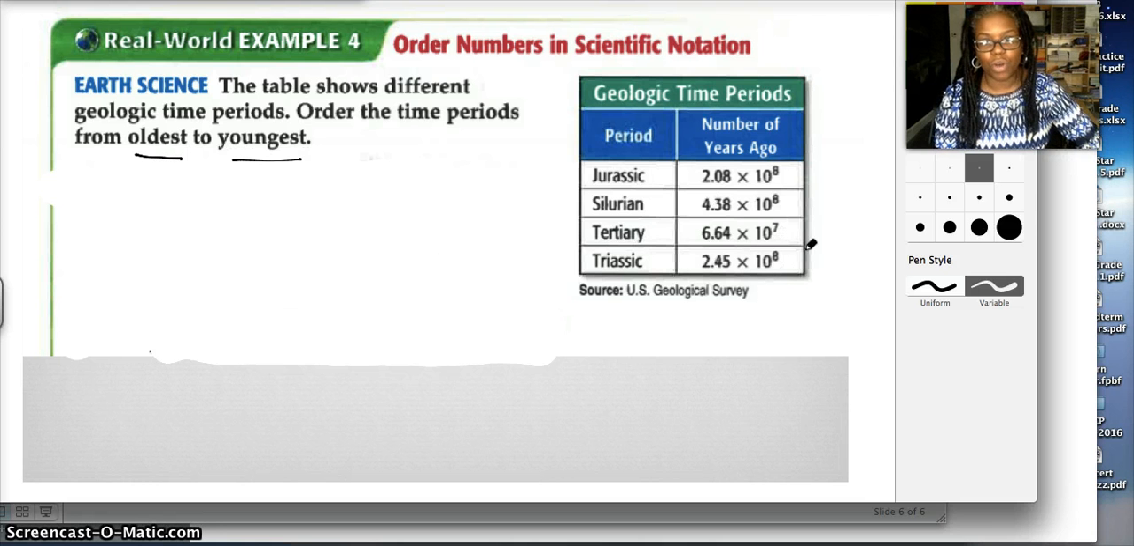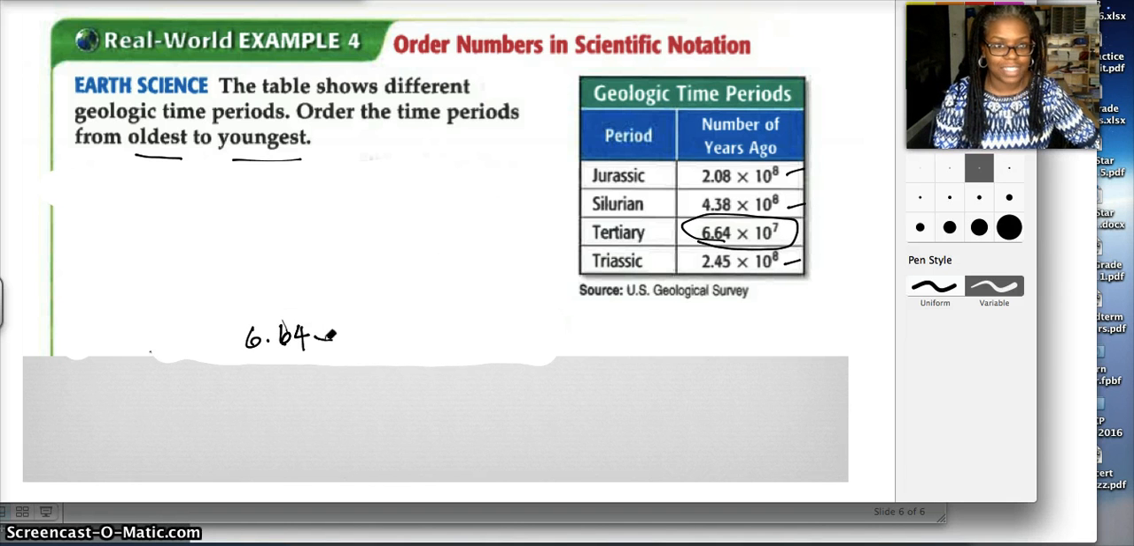If we're going to start with the oldest, which one would be the oldest here? Which one would be the most number of years ago? We see that these are all 10 to the 8th, whereas 10 to the 7th is more recent, it's less years. So we know that this is the youngest. So I'm going to put that at the bottom. 6.64 times 10 to the 7th, and that's the Tertiary. All right, so now I've got the youngest.